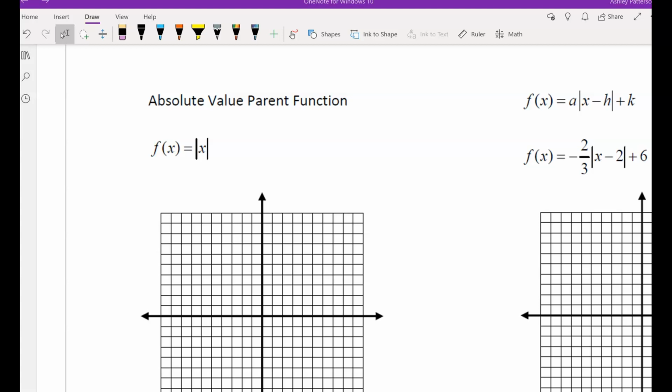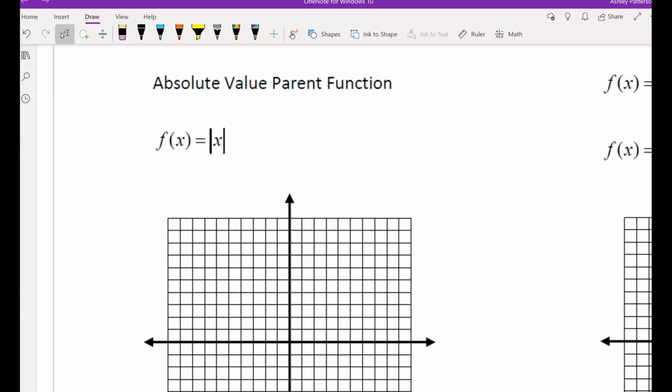All right. Absolute value parent functions. Here we go. So every function has a parent function. And what that is, let's highlight for fun, the parent function. It is the most basic form of a function. No transformations. It is in its most simple, simplistic, we'll say, form.